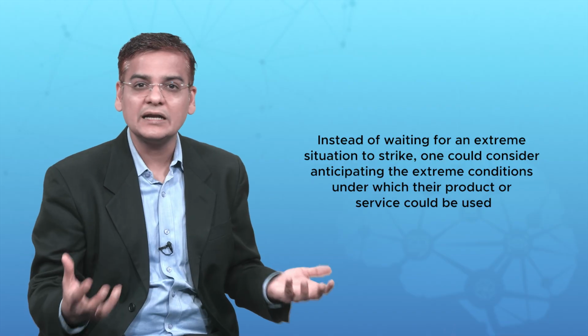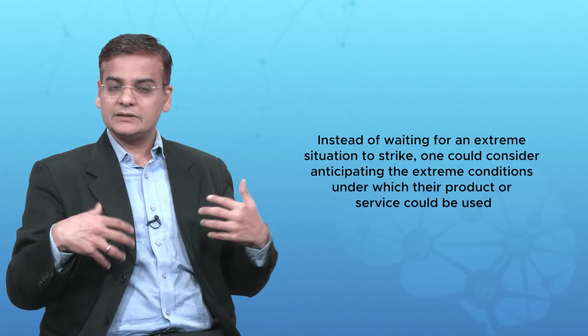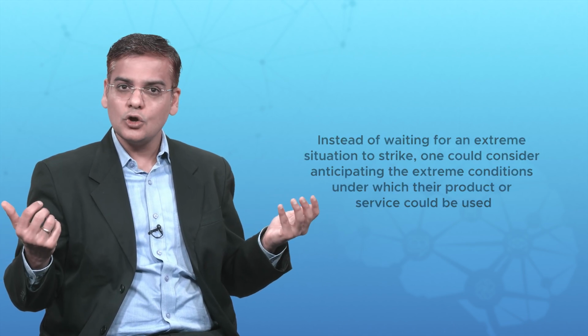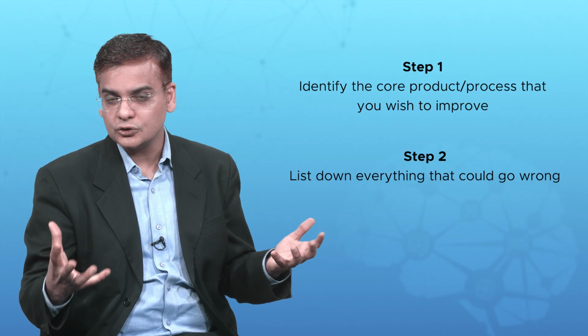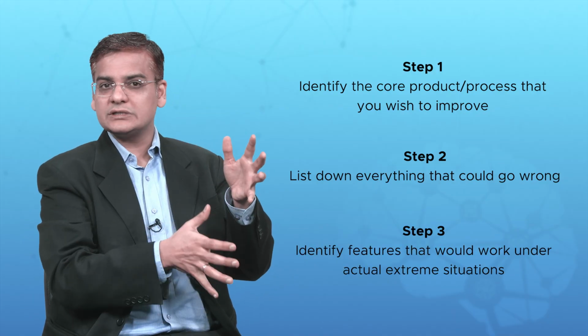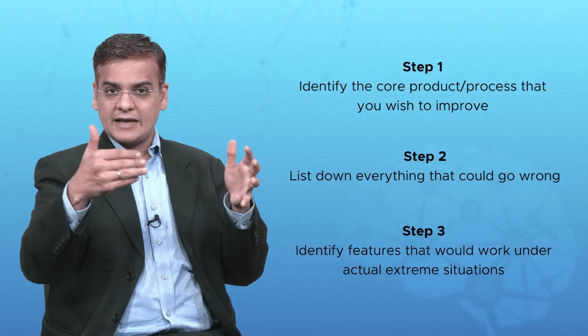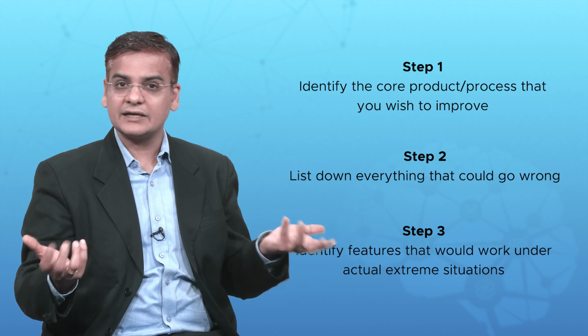So instead of waiting for the pandemic or for extreme situations to strike you, you might anticipate them: given my product or service, what are the extreme conditions in which it can get used, and can I think of those extreme situations beforehand and make my product better off when they come up? So as an exercise, what I would like you to do is list down the extreme situations that can hit the cafeteria, both in terms of extreme users and extreme contexts, and how prepared the cafeteria is to face those extreme situations.